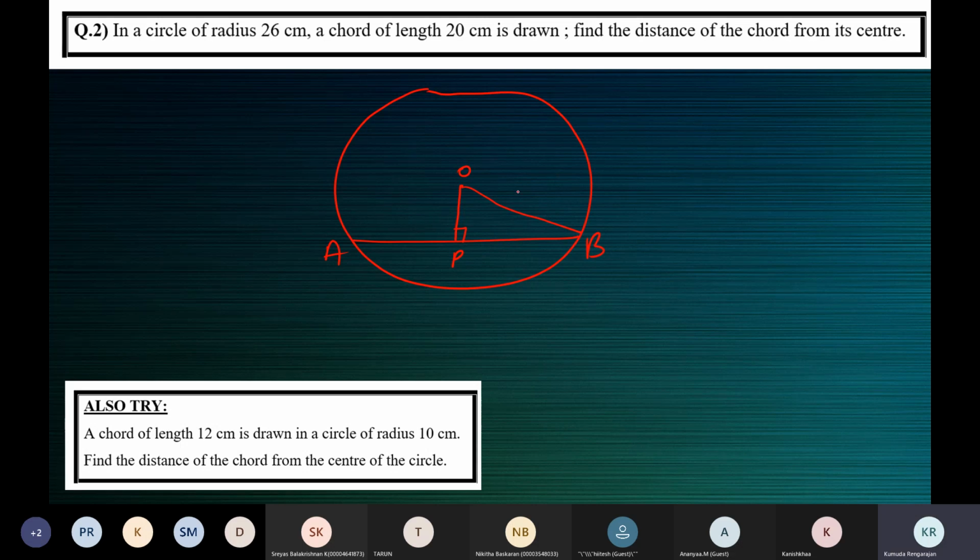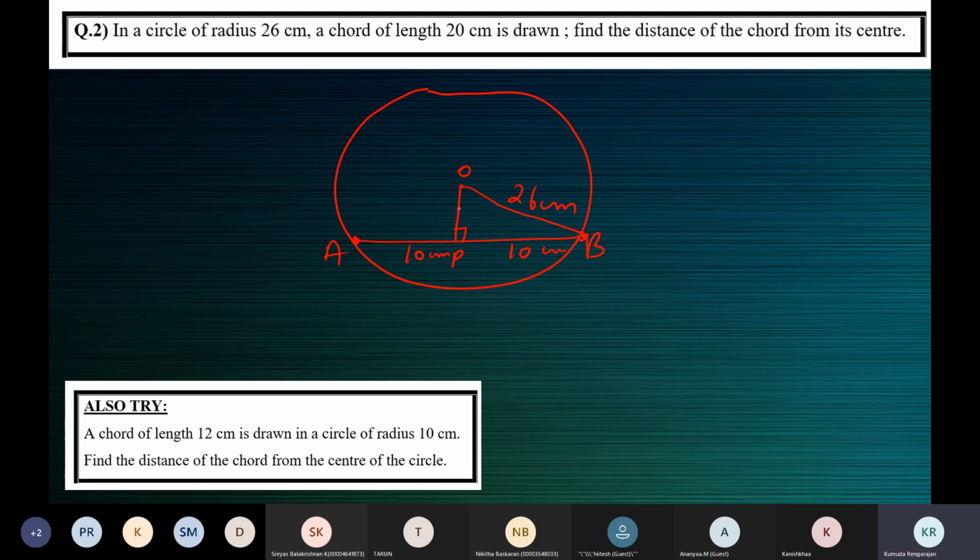In a circle of radius 26 centimeters. So this is 26. A chord of length 20 centimeters. The chord from A to B is 20. So this will be 10 and this will be 10. But for this triangle, you need only PB. You don't want AB. You want only PB for this triangle. So use the theorem: the perpendicular from the center to a chord bisects the chord. So 10 centimeters, 10 centimeters.